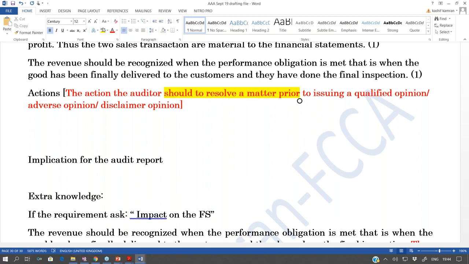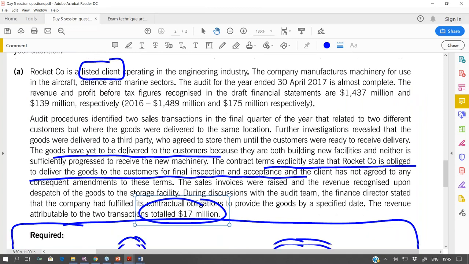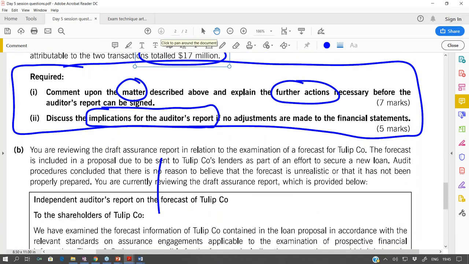So is everyone understanding the word action? The action the auditor should take to resolve a matter prior to issuing a qualified opinion. If you see the requirement of the question, it also says that. It says, comment upon the method described above and explain the actions necessary before the audit report can be signed. So before you sign the audit report, you are taking these actions, right?